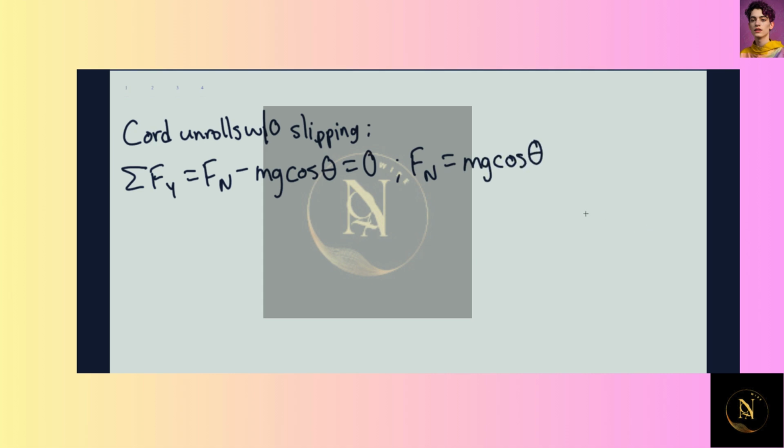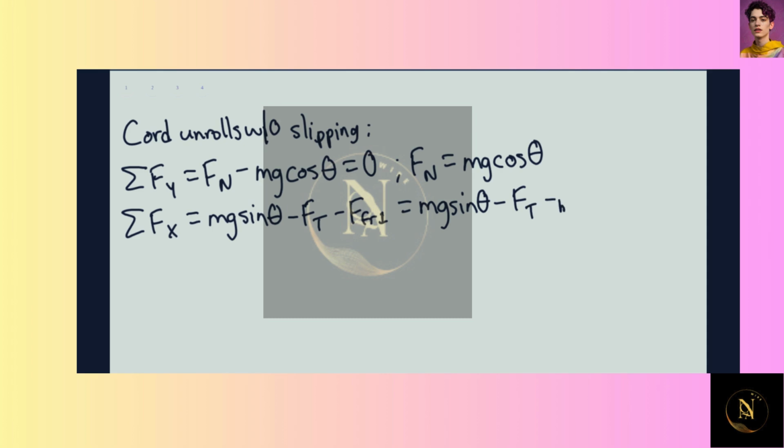We could say that the sum of forces in the x direction would then be equal to mg sine of theta minus force tension minus force of friction sub 1. And so this will equal mg sine of theta minus force tension minus mu mg cosine of theta. This is equaling ma.